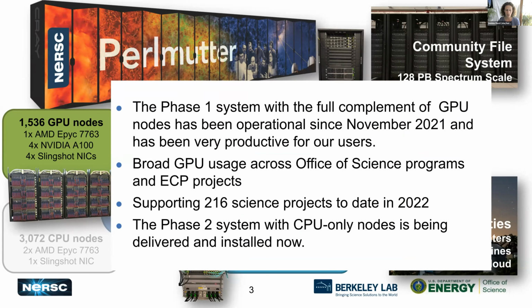We've had a large range of science projects, including all the ECP teams running on Perlmutter. We have something like 216 science projects who've been using the GPU nodes in Perlmutter so far. The phase 2 part of Perlmutter is the CPU only nodes. This is the AMD CPUs. They are being delivered and installed right now. In fact, we're in the process of starting the system integration now.